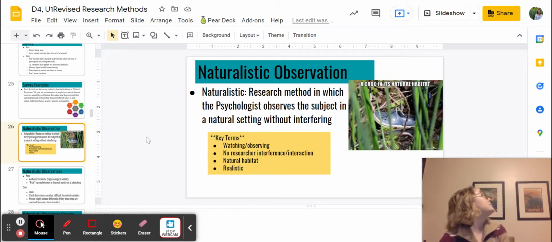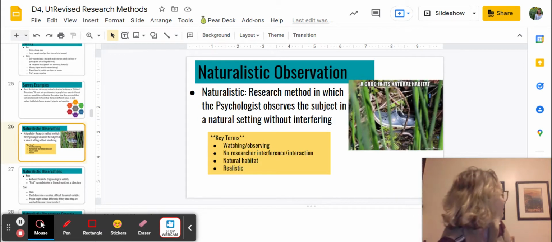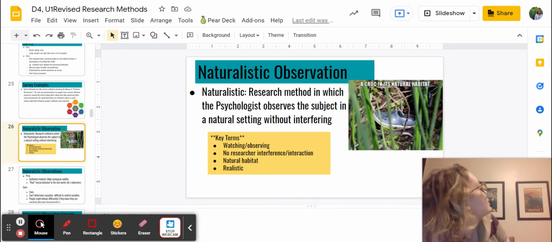Okay, now we've got... My cat is freaking out because there's a giant bug on my ceiling and now I don't know where it went, and this is scary.